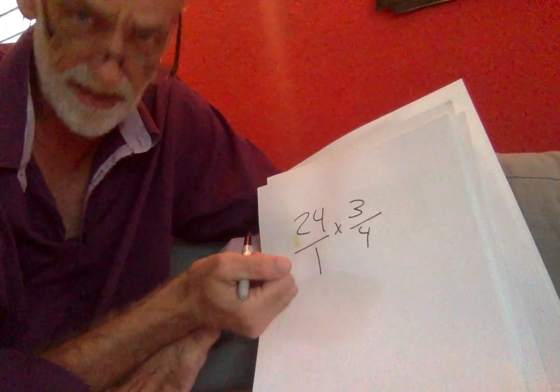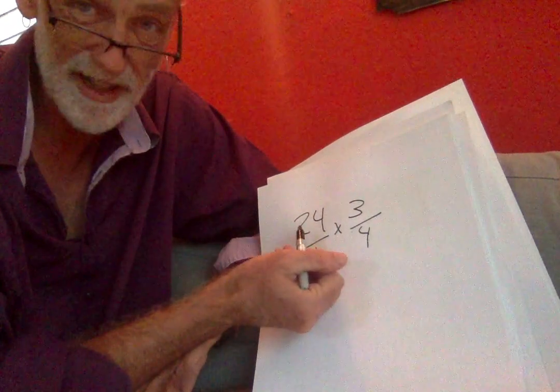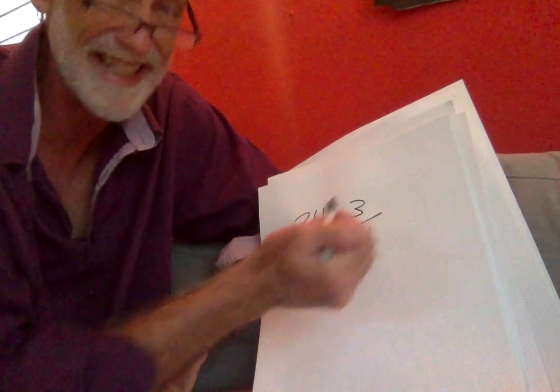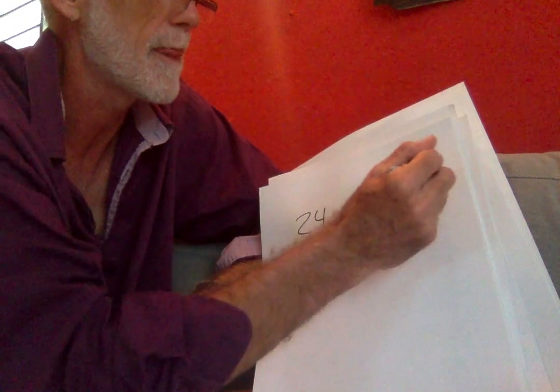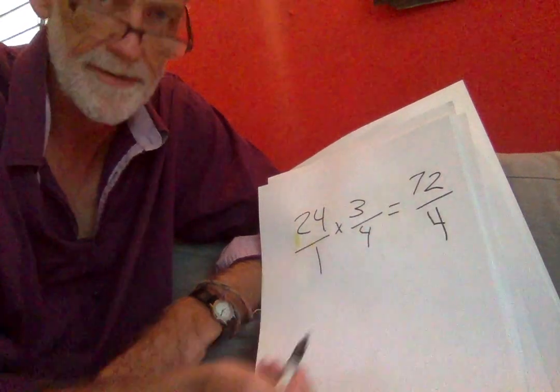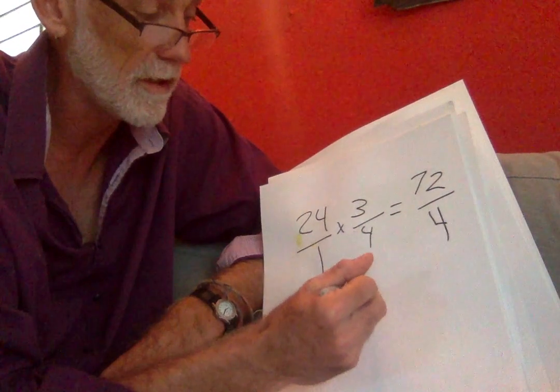24 times 3 is, 3 times 20 is 60, 3 times 4 is 12, add them together, 60 plus 12 equals 72. Bottom is 4, divide 72 by 4.